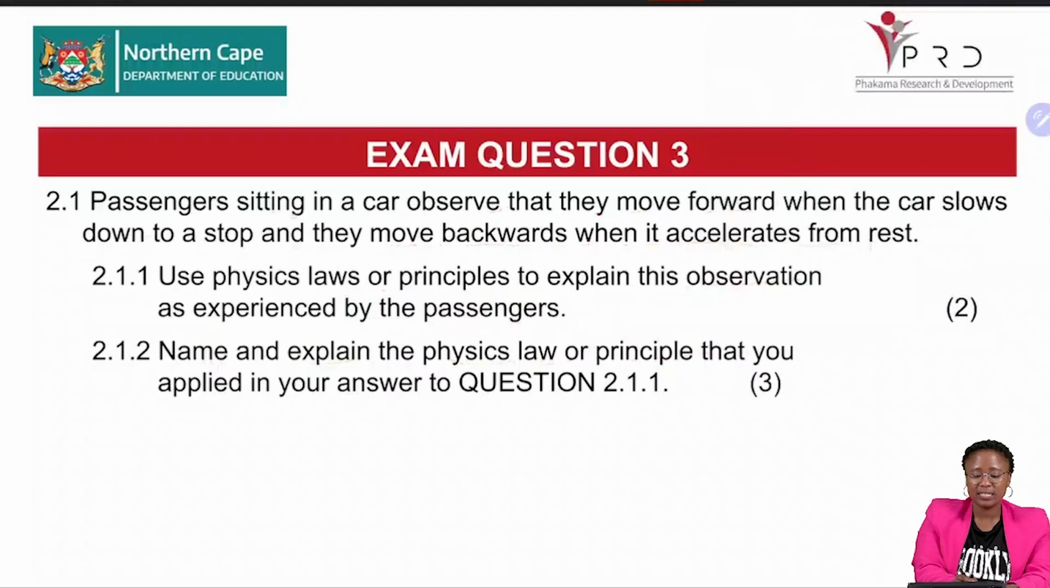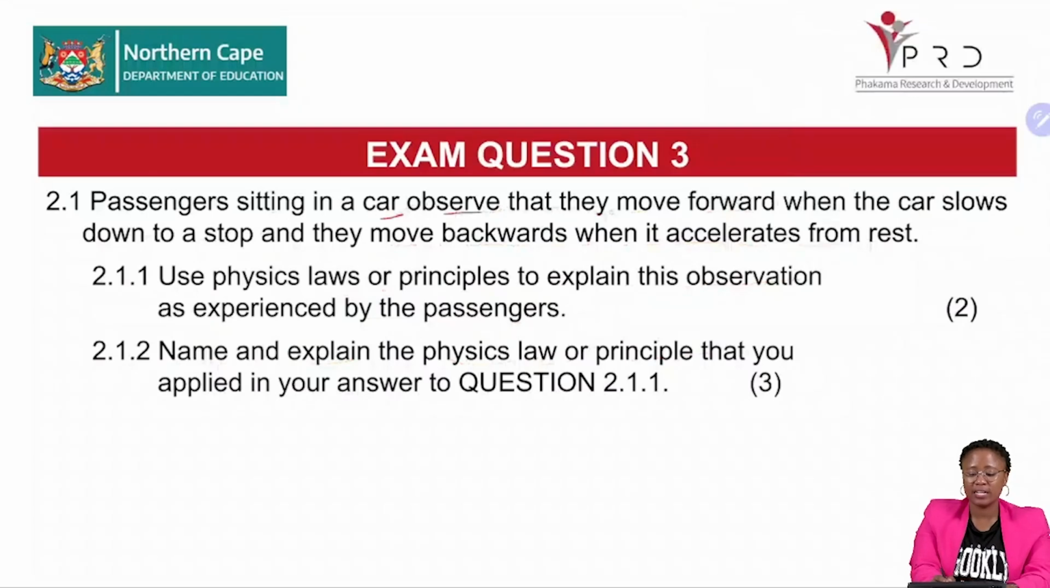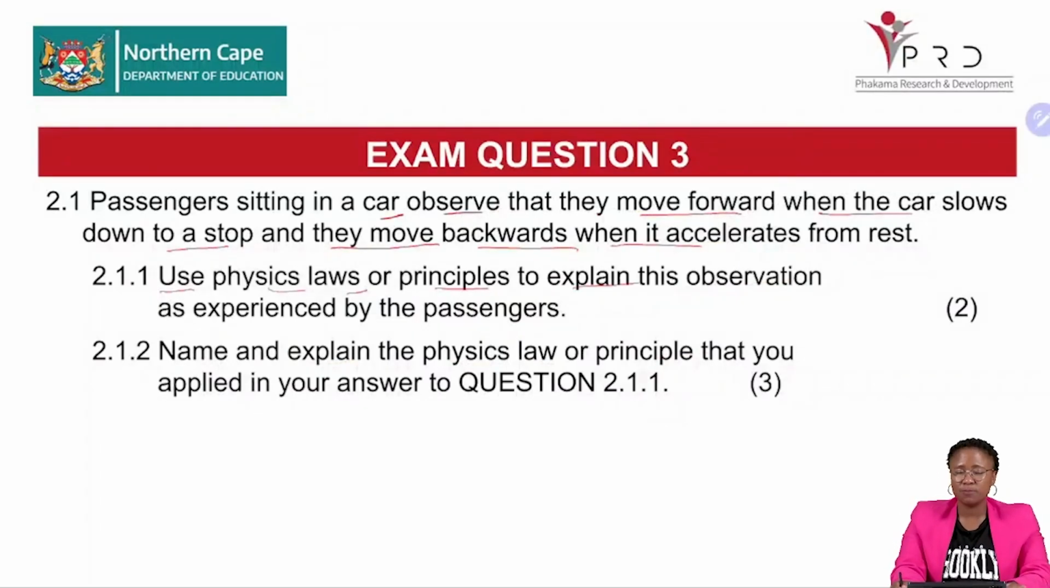It says, passengers sitting on a car observe that they move forward when the car slows down to a stop, and they move backwards when it accelerates from rest. Now 2.2.1 says, use physics laws or principles to explain this observation experienced by the passengers. Then 2.2.2 says, name and explain the physics law or principle that you applied in question 2.2.1.